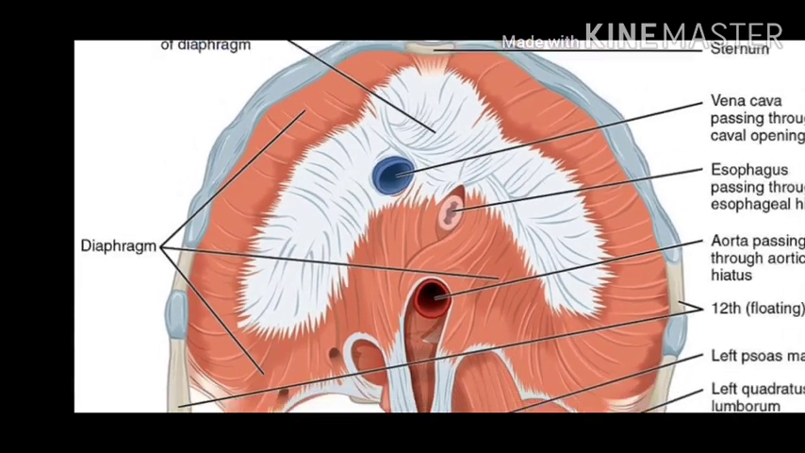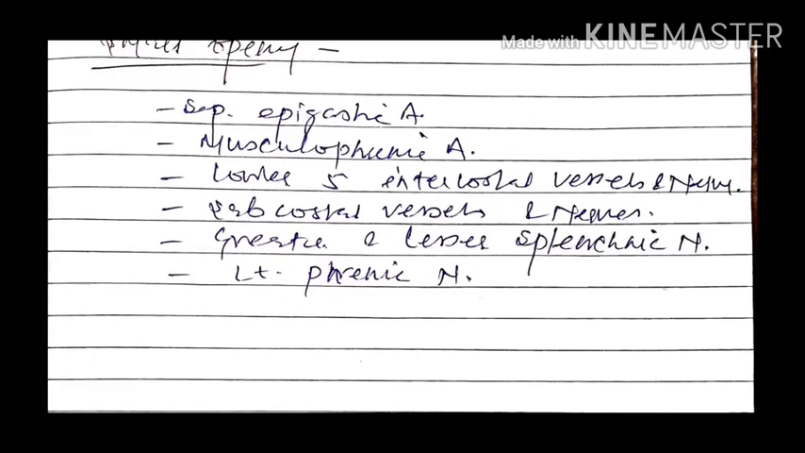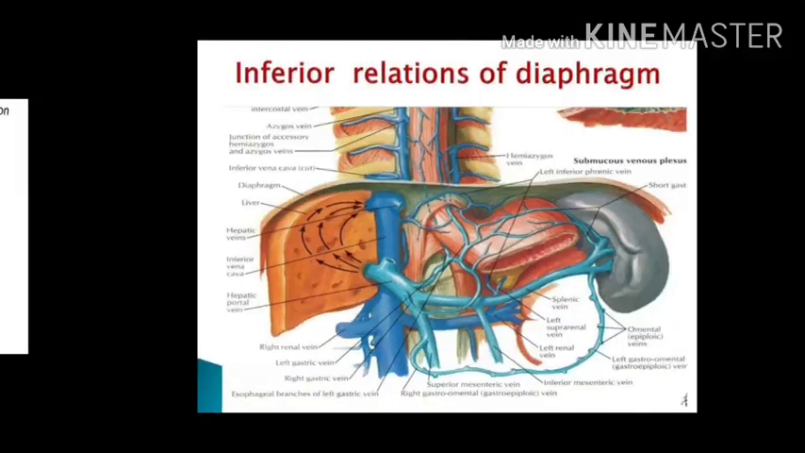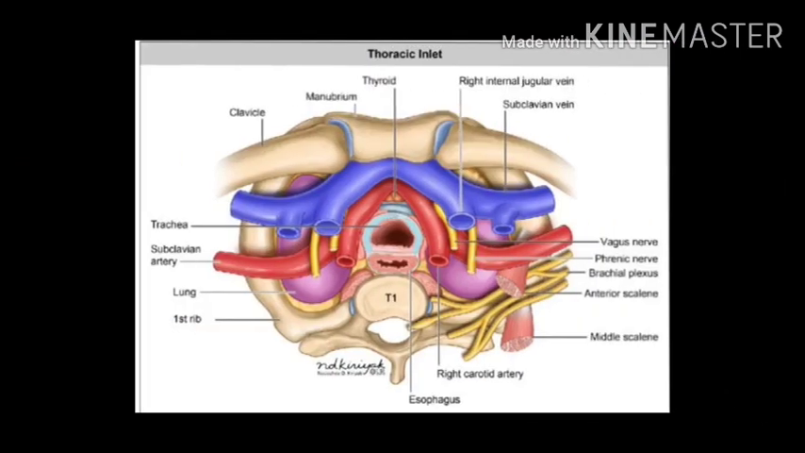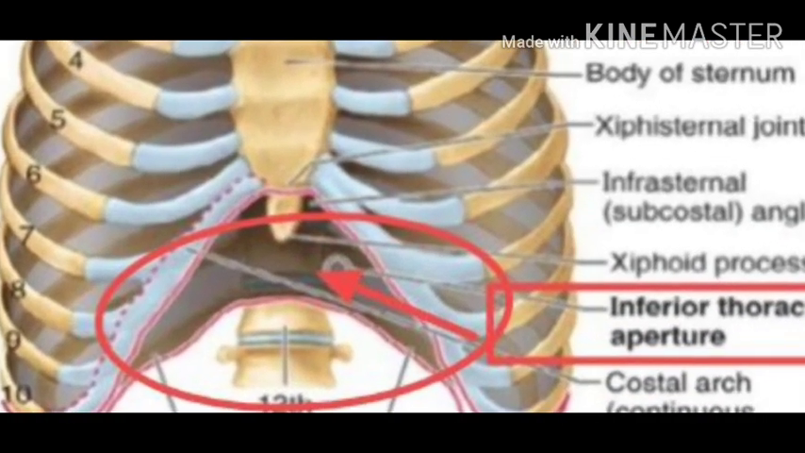Now the small openings. The small openings transmit the superior epigastric artery, musculophrenic artery, lower five intercostal vessels and nerves, subcostal vessels and nerves, greater and lesser splanchnic nerves, and the left phrenic nerve. These are the structures which pass through the inferior aperture of the thorax. This is the inferior thoracic aperture, with the structures passing through the large openings and small openings.